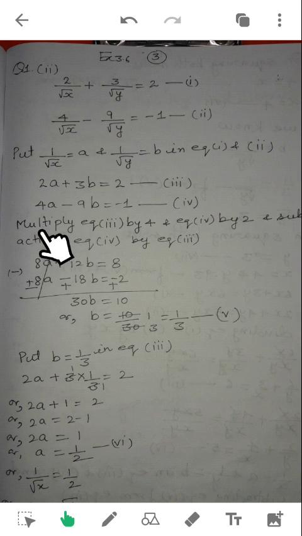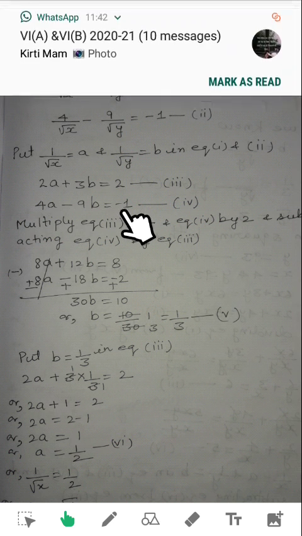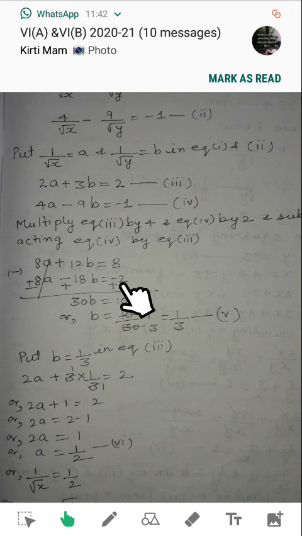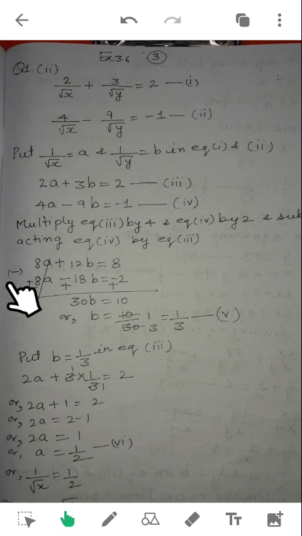See here, we multiply the third equation by 4. Then 2 4s are 8a, and 3b multiplied by 4 becomes plus 12b. This 2 multiplied by 4 becomes 8. Then the fourth equation has to be multiplied by 2: 2 4s are 8a, minus 2 9s are 18b, and minus 1 multiplied by 2 becomes minus 2. Now as we have to subtract, we'll change the signs: this plus becomes minus, and this minus becomes plus.